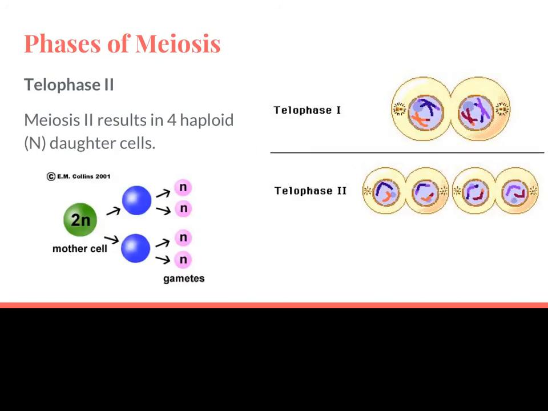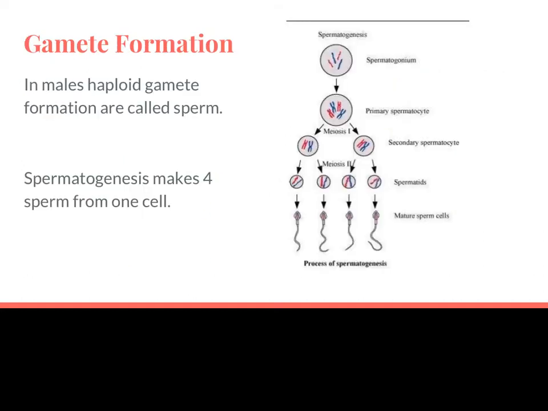Telophase 2, meiosis 2 results in 4 haploid end daughter cells, as you can see here. In telophase 1, we ended with 2 cells with half the information. Now we have duplicated each of those cells, kind of going through what we classify as a mitosis phase. And now we have 4 cells with half of the genetic information. So we started out with 2N, and now we have 4N. So out of one mother cell, we made 4 sperm. We made 4 eggs, all with half of that information.